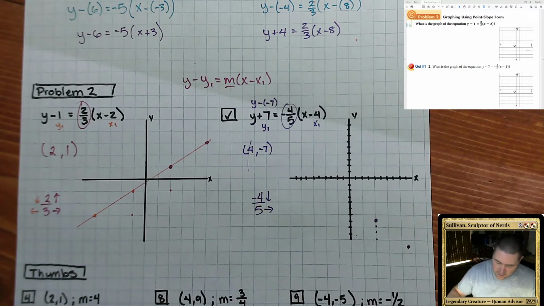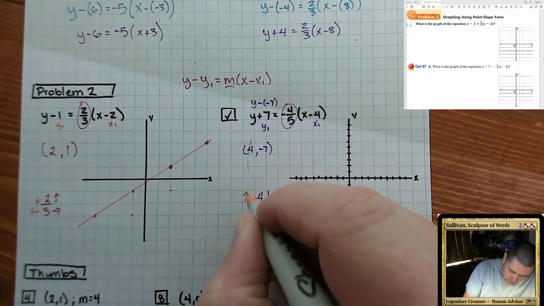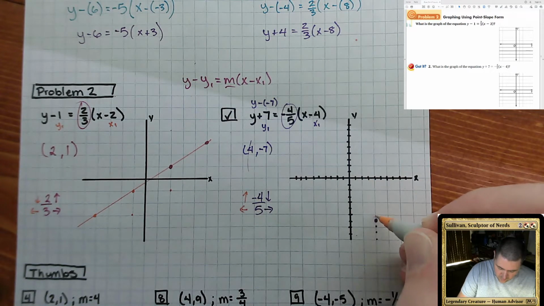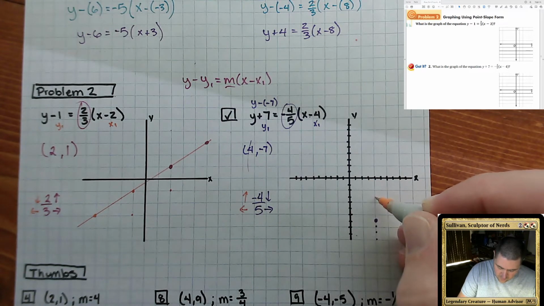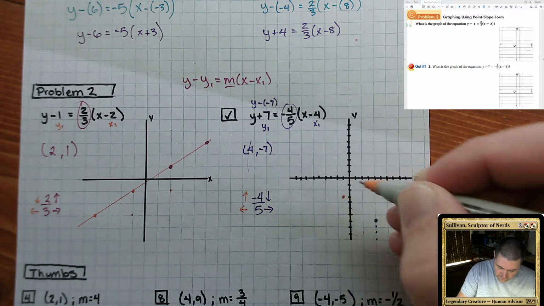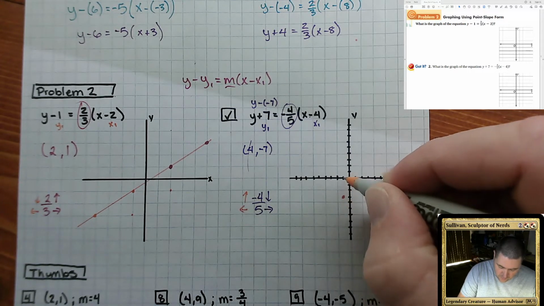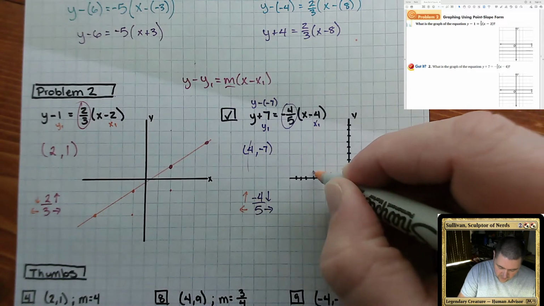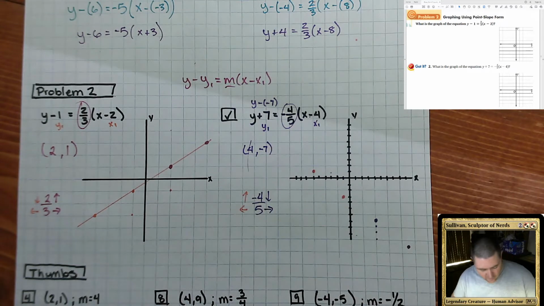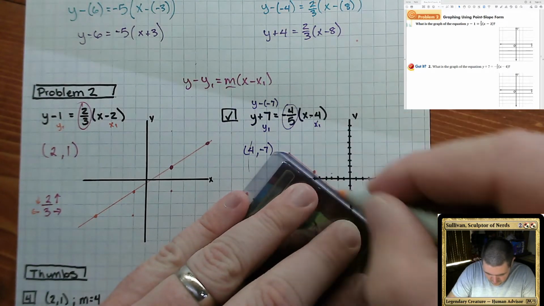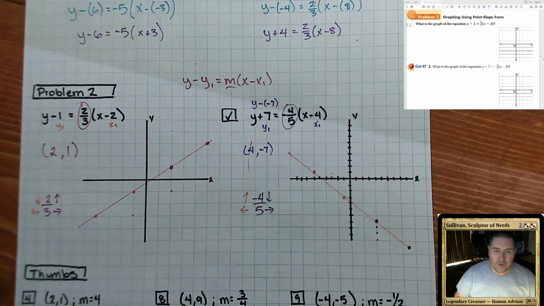Or I can reverse that. Go up 4, left 5. Up 1, 2, 3, 4. Left 1, 2, 3, 4, 5. Up 1, 2, 3, 4. Left 1, 2, 3, 4, 5. You get enough points, you can see they line up. You're good to go. Okay?